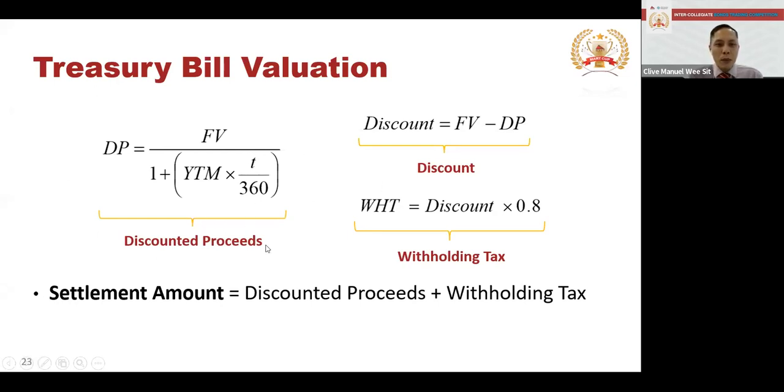The next step, once you've computed the discounted proceeds, is to compute the actual discount. The actual discount is the difference between your face value, which is what you will receive at maturity, and the discounted proceeds. Once you have the discount, you apply the 20% withholding tax to the discount. Guys, I'm sorry about this. This should actually be 0.2. Discount multiplied by 0.2. So the withholding tax is the discount amount multiplied by 0.2. Once you have the withholding tax, you add it to the discounted proceeds to get the settlement amount. I'll change this to 0.2, but please take note of that.